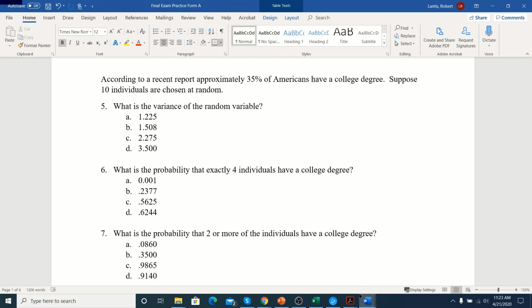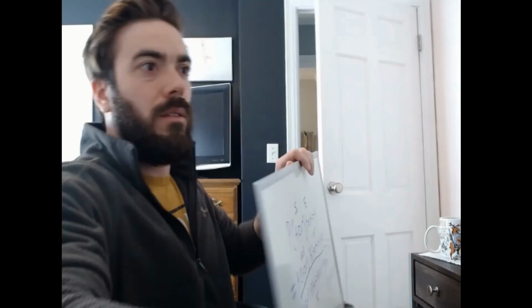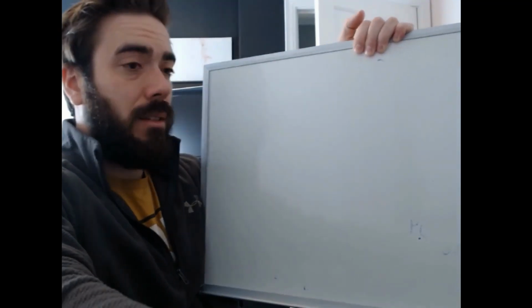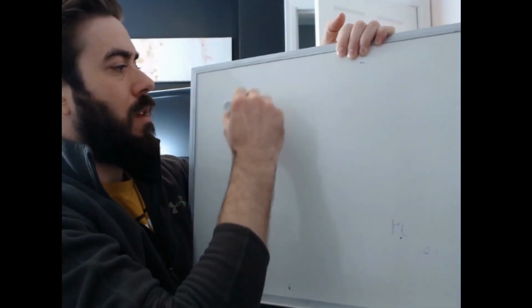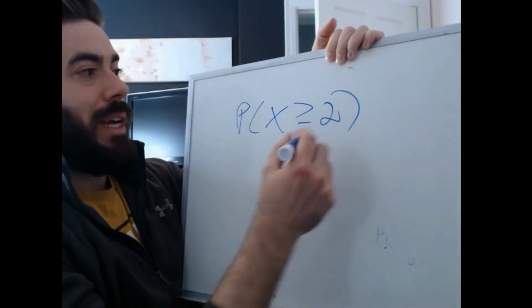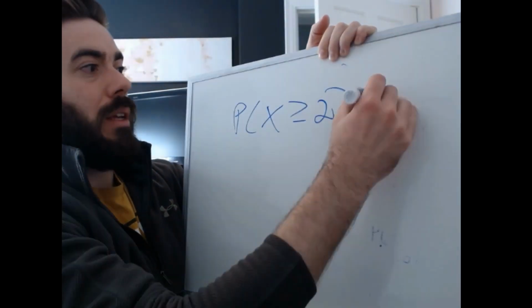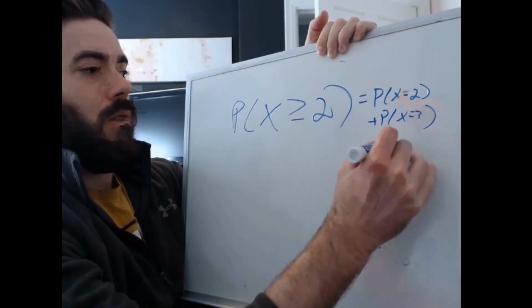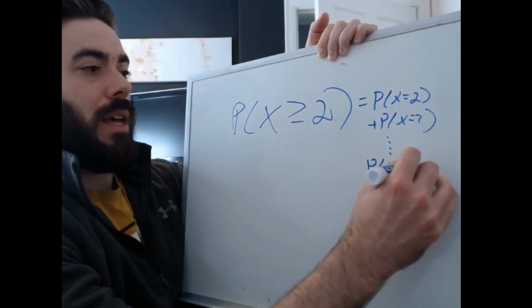Well, in this one, if I want the probability of 2 or more, what I'm really saying is, what's the probability that this variable x is greater than or equal to 2? Well, what this means is this is the probability x is equal to 2 plus the probability x is equal to 3, all the way up to the probability x is equal to 10.